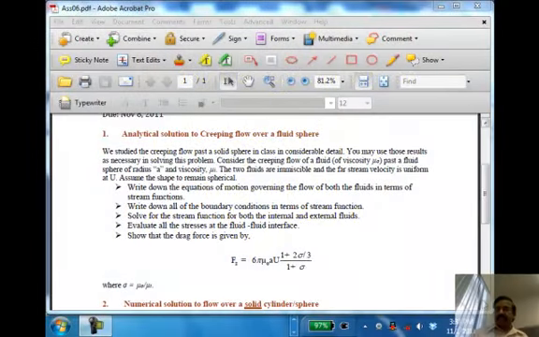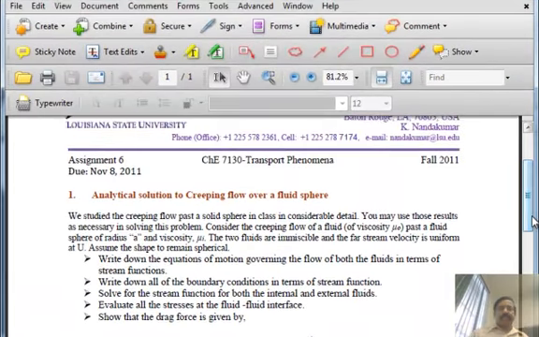I posted the next assignment, number 6, week to do, and it's exactly the same problem that we did in class, creeping flow, but over a fluid sphere. So the sphere is also fluid, but you assume it to be maintaining its shape. It's not deforming as the other fluid is flowing past it.